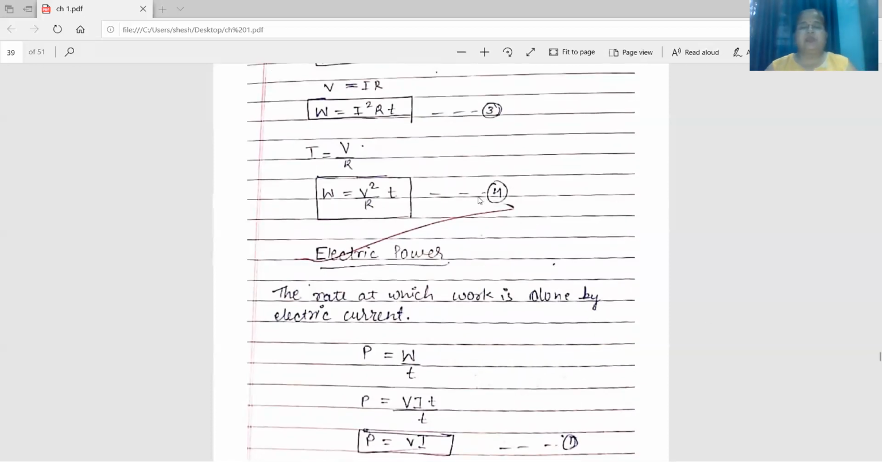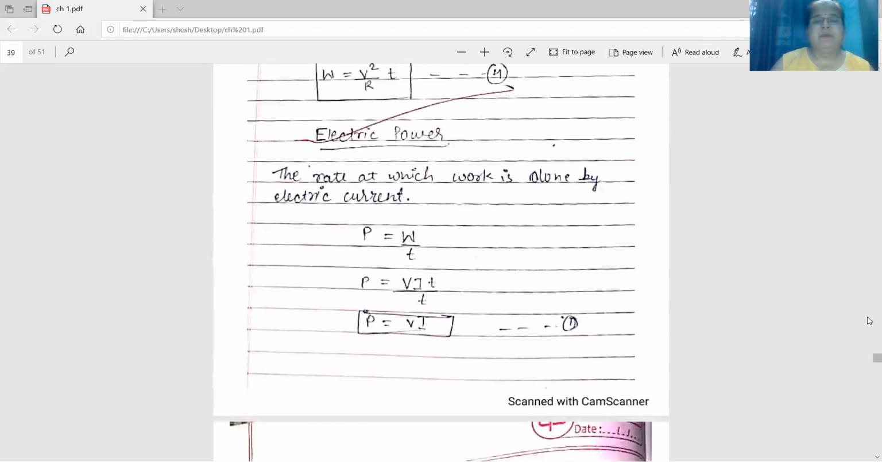Now next is, what is electric power? Power means rate of doing work. And if it is electric power, it is the rate at which electric work is being done by electric current. So electric power is the rate at which work is done. Work here means electric work done by electric current. Power we represent by P. P equals W by T, where W is work and T is time, the rate of doing work.